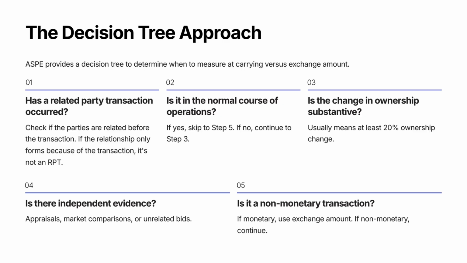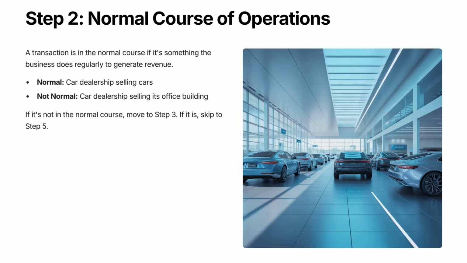Let's walk through each step. Step 1. Has a related party transaction occurred? This is straightforward. Check if the parties are related before the transaction. If the relationship only forms because of the transaction, then it's not a related party transaction.